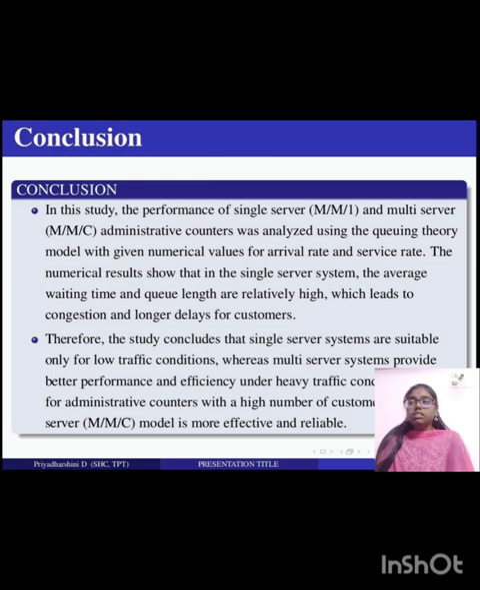We take 3 counters: the registration counter 1, the second one is the inquiry counter, and the third one is the exam submission form counter. For these 3 counters, we have to find the traffic intensity and the server utilization. The traffic intensity for registration counter 1 is 2.4, because we already know the lambda and the mu value. Lambda is 120 customers and mu is 50 customers, so we calculate 120 divided by 50.